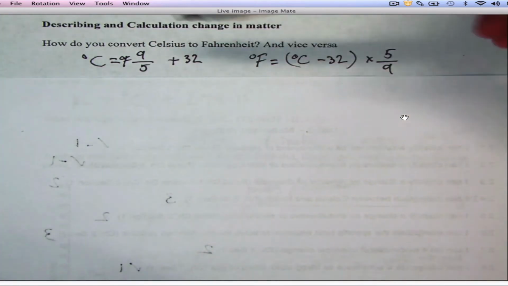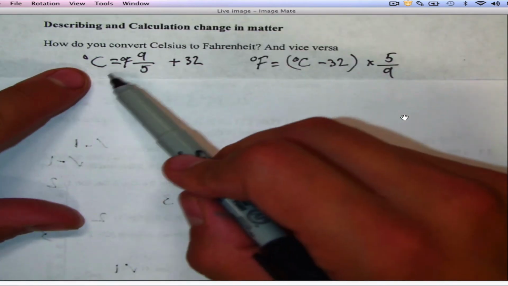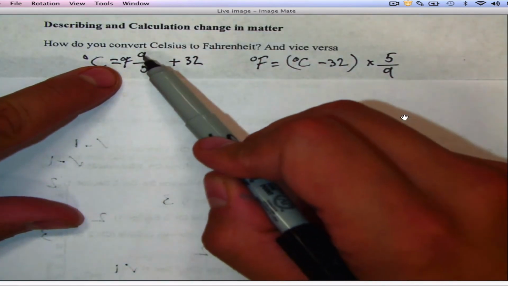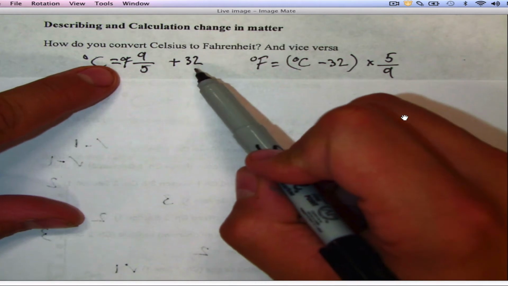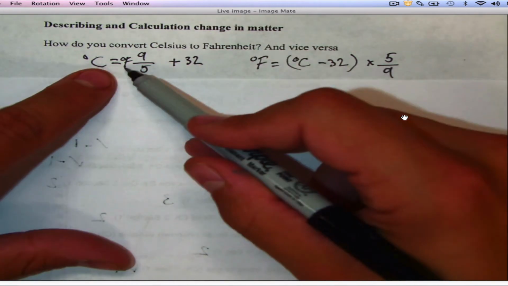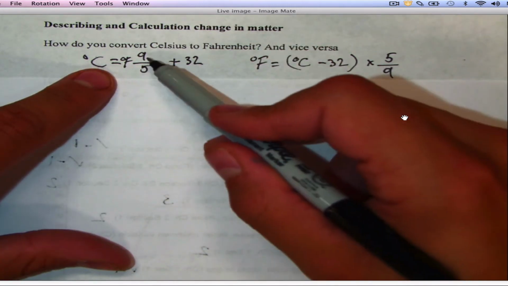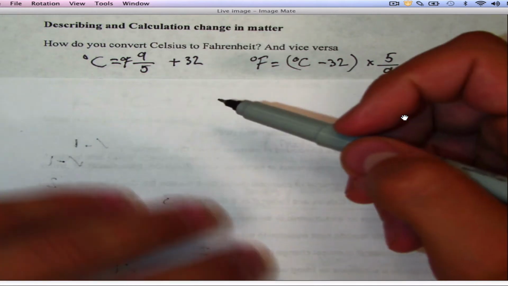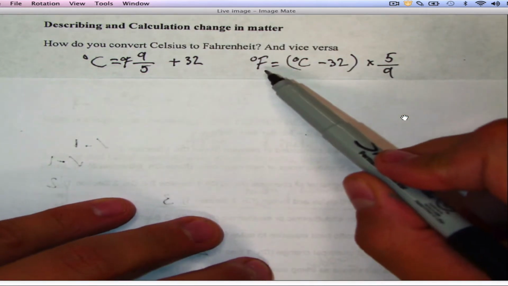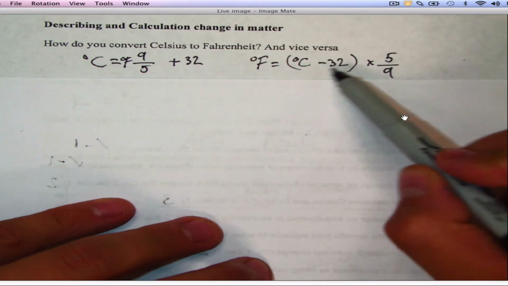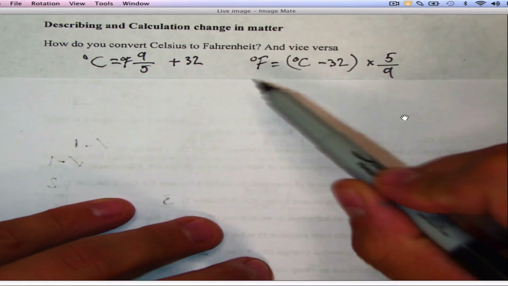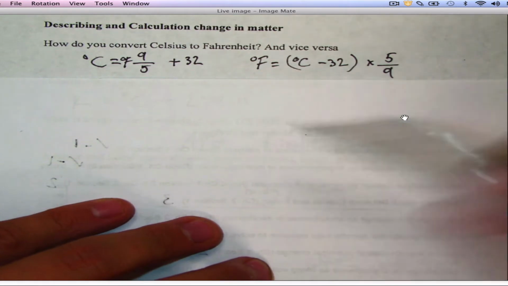How do you convert Celsius to Fahrenheit? Celsius is equal to Fahrenheit times 9/5 plus 32. Just plug in your degrees Fahrenheit and times 9 divided by 5 plus 32. There you go. All right, and then for the opposite, if you go from Fahrenheit to Celsius, it's going to be Fahrenheit is equal to Celsius minus 32 times 5/9. Very similar formulas. Notice they have the same numbers, but just one's flipped.